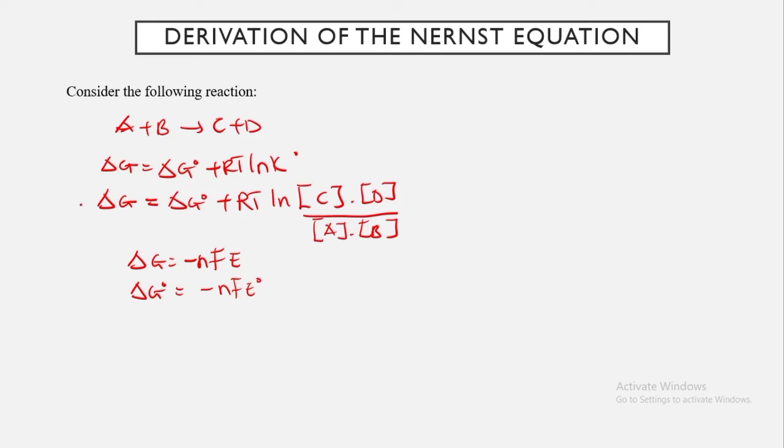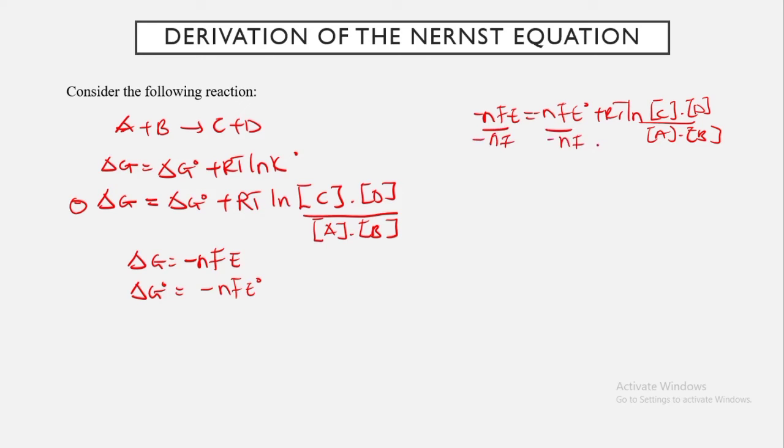So let's do some substitution into this. When you do the substitution, you're going to get negative NFE is equal to negative NFE naught plus RT ln C times D all over A times B. And when you divide through by negative NF, we're going to cancel it out. There's a negative NF, negative NF. This is going to cancel this, and this is going to cancel this.